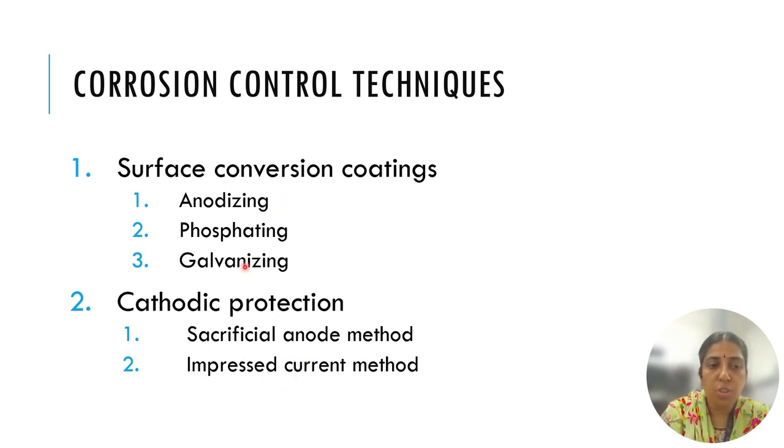The first one deals with protecting our material by means of the anodizing process, the phosphating process, and also the galvanizing process. The second one is making our material a cathode and saving the cathode, so that the anode may get corroded, or the anode can be inert to prevent the corrosion. So we shall discuss these techniques one by one.